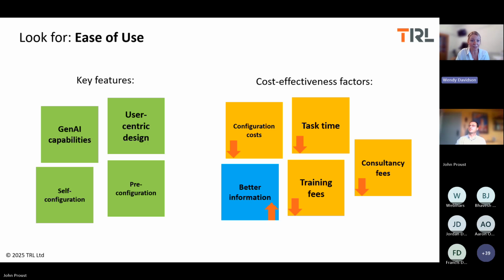So Gen AI capabilities offer real benefits. For example, being able to use your natural language and have natural language interactions make it easier for users to find information and perform tasks. User-centric design, so that the system feels intuitive and fits the way people already work. And self-configuration as well as pre-configuration means it can easily adapt. You can easily adapt the software and set it up easily without needing all support from the vendor.